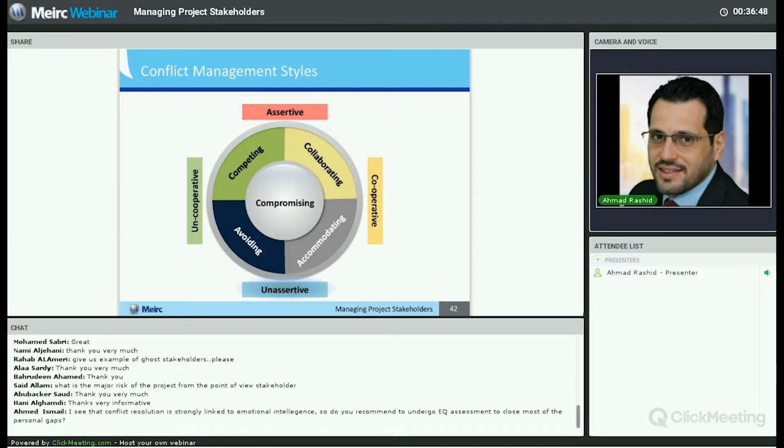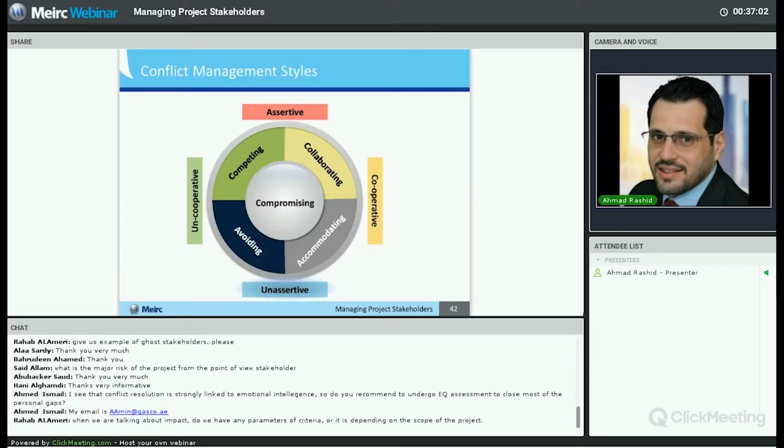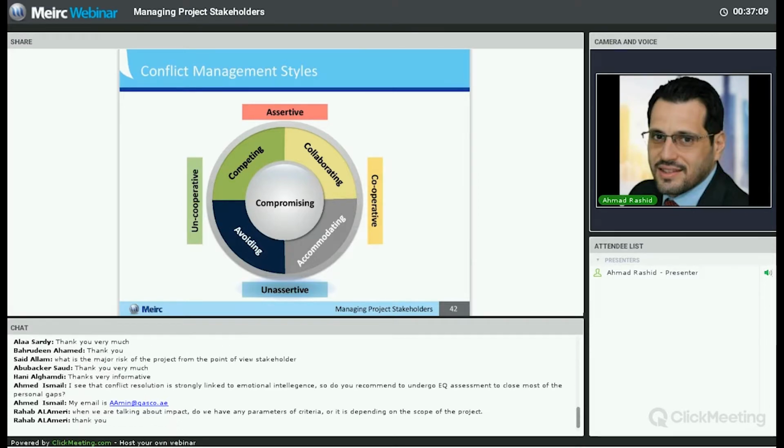So Saeed is saying, what is the major risk of the project from the point of view of stakeholders? It depends, Saeed, on what stakeholders we are talking about. Some stakeholders might be interested in the budget. Some of them are interested in the time, meeting deadlines and such. Some of them might be interested in different aspects of the project. We always say that beauty is in the eye of the beholder. So tell me who your stakeholder is, and then we can tell what their areas of interest are.